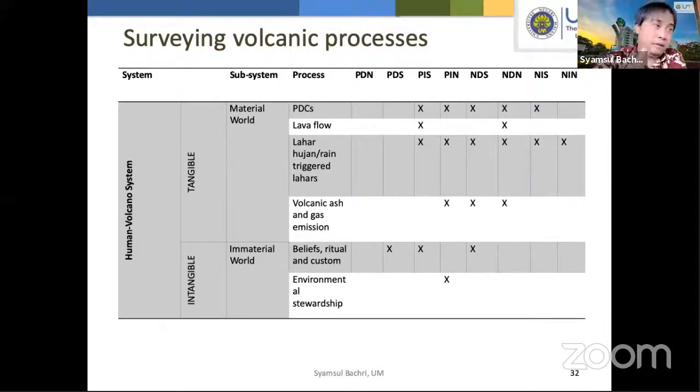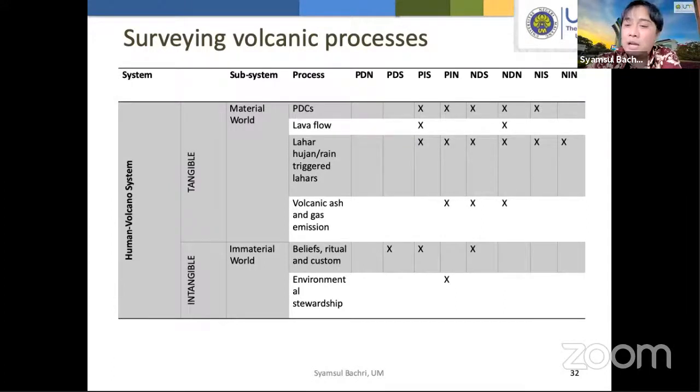Because if you are doing a survey in a volcanic area, where cultural background is really dominant, it means you are not only talking about the material world, but you should also discuss the immaterial world. For example, in Merapi, we have the process of the material world, PDC. PDC is called pyroclastic density currents.